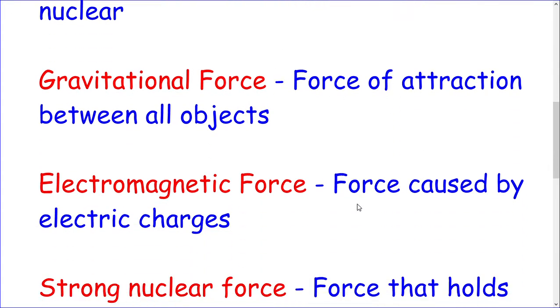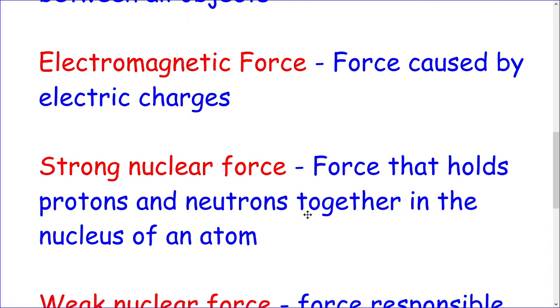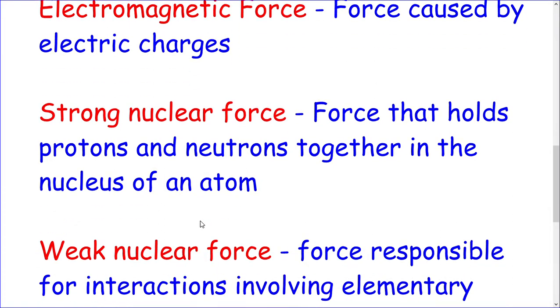Then we have an electromagnetic force, which is caused by electric charges. And so if you've done anything with static electricity before, or have ever shocked yourself on anything, you're experiencing electromagnetic forces. Then we have a strong nuclear force. It holds protons and neutrons together inside the nucleus of an atom. So we start to get down to the smaller scale with the final two, and understanding that the protons and neutrons are inside the nucleus and electrons are buzzing around on the outside. The strong nuclear force is what's required to hold those protons and neutrons together in the nucleus.